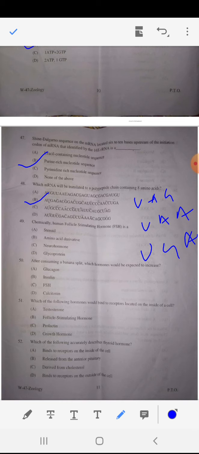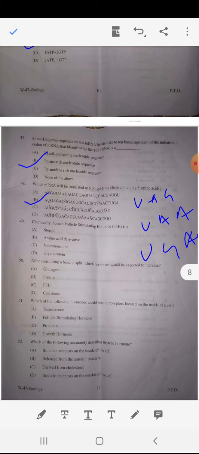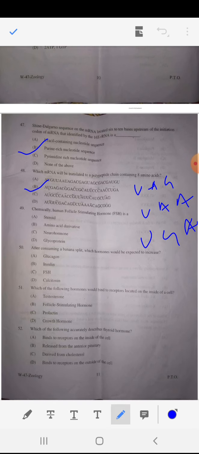Then question number 49. Chemically, human follicle stimulating hormone FSH is a, the correct answer is option D, that is glycoprotein. The composition of follicle stimulating hormone, FSH, is glycoprotein. After consuming a banana split, which hormone would be expected to increase? Here the correct answer is option B, that is insulin.